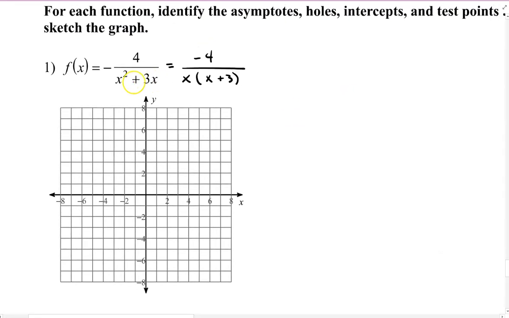We always start by factoring first, and it looks like the denominator can be factored, but that's it. So now if I start my analysis, the horizontal asymptote, well, the numerator degree is 0, the denominator degree is 2, so this guy is smaller than this one, so that tells me my horizontal asymptote has to be at y equals 0.